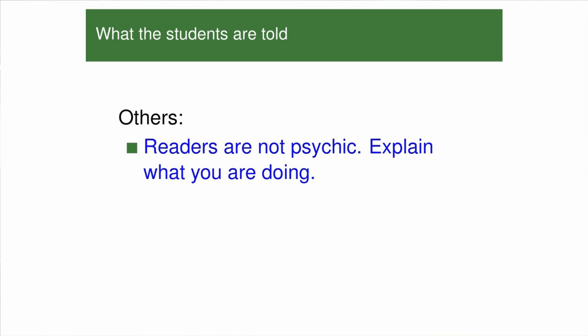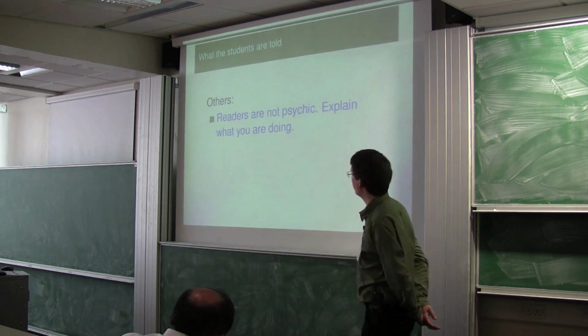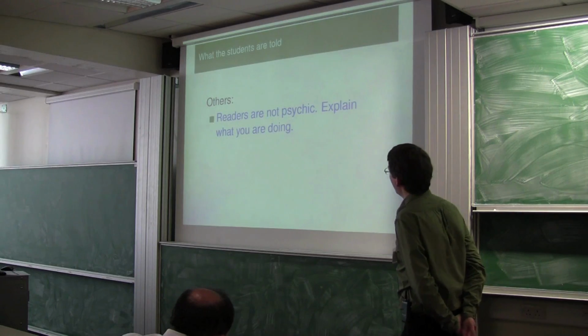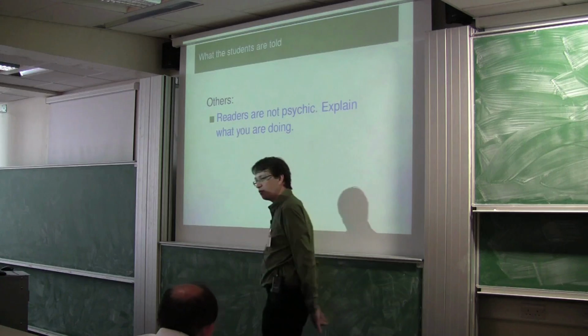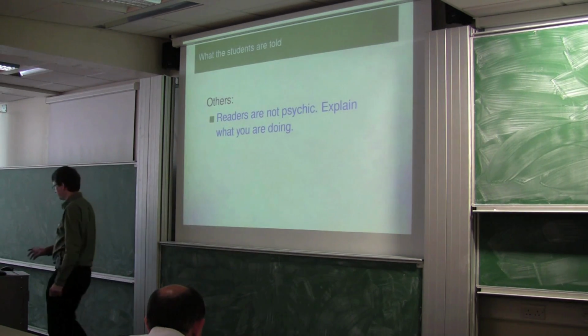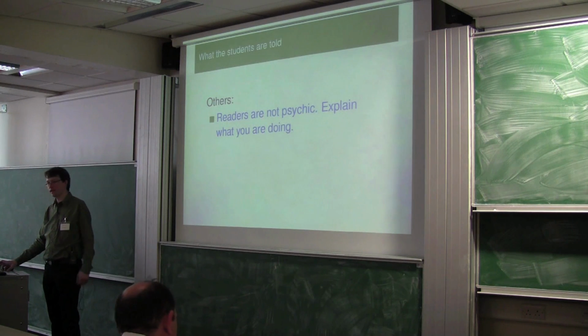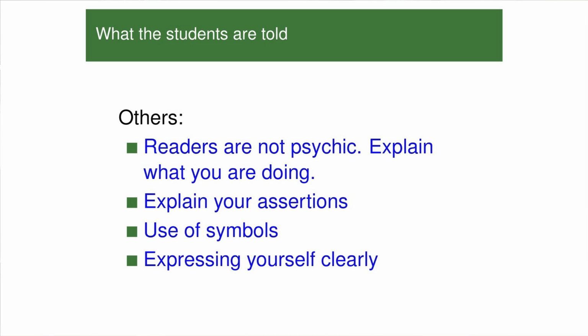There are many other points in this booklet, and I don't have time to go through them all during the meeting that I have with the students, or certainly in this meeting here. But one thing I like to say to the students is, readers are not psychic. You have to explain what you're doing. They have to tell me things, not just write down a load of symbols. Okay, they need to explain their assertions, for example. Their use of symbols has got to be okay. There's a little bit about expressing yourself clearly.